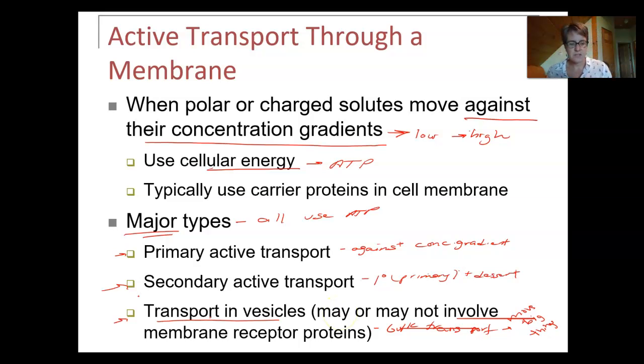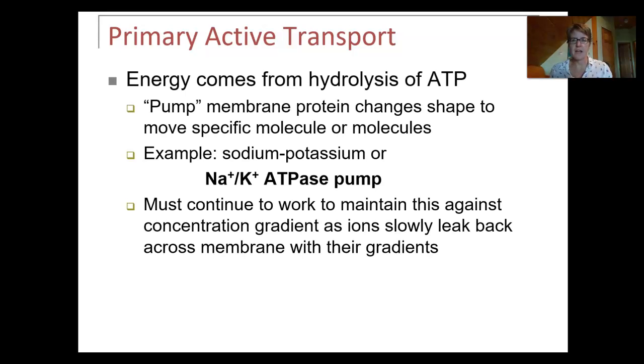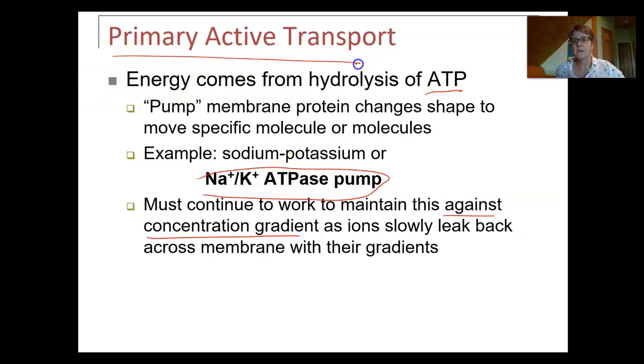Okay, so let's see what we got going on here. Primary active transport uses ATP, right? That's my cellular energy. I am going against a concentration gradient, and the main example we have of primary transport is the sodium-potassium pump. It involves moving two ions, sodium, which is Na, and then potassium, which is K+.